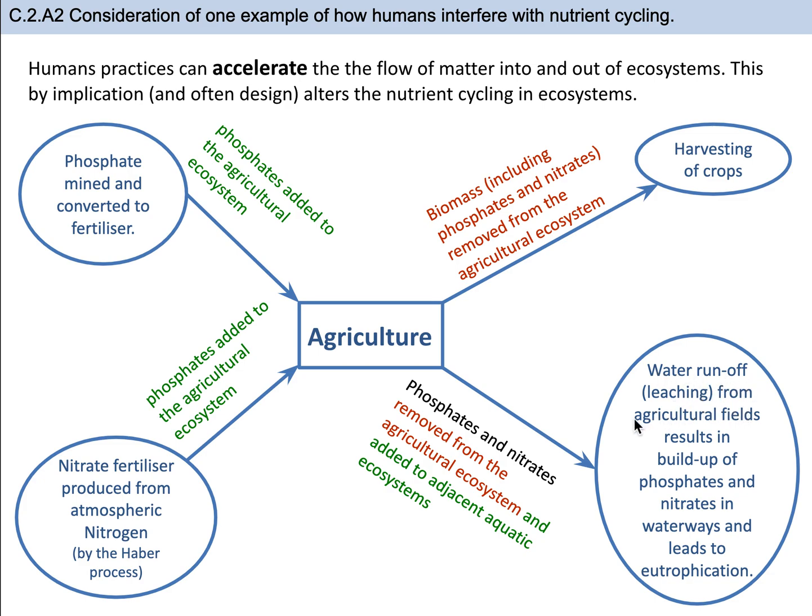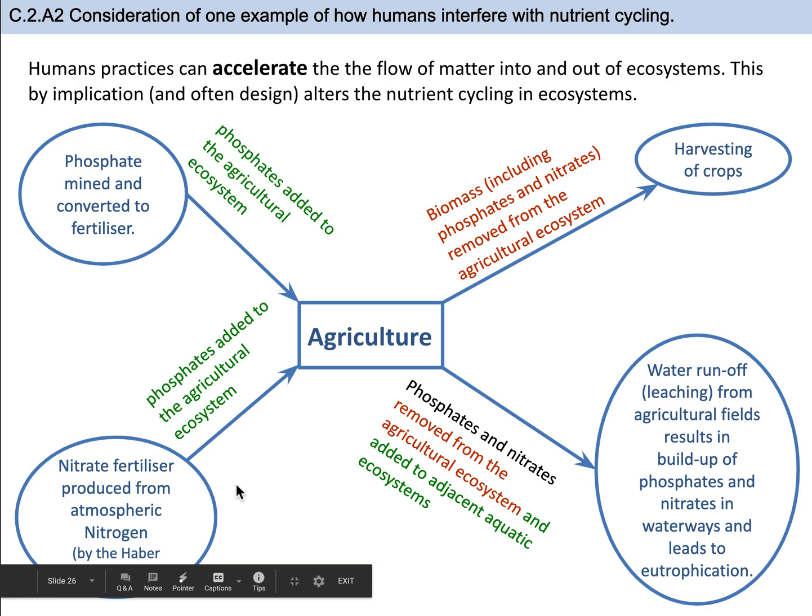Water runoff or leaching from agricultural fields results in a buildup of phosphates and nitrates in waterways and leads to eutrophication. Because of the irrigation of crops, a lot of times these nutrients that are in soil run off from the soil and into nearby irrigation channels, which lead to rivers or lakes and can cause eutrophication, which is basically that growth of green algae on the surface, and it blocks out light and things die underneath and it loses oxygen. Also over here, nitrate fertilizers produced from atmospheric nitrogen.